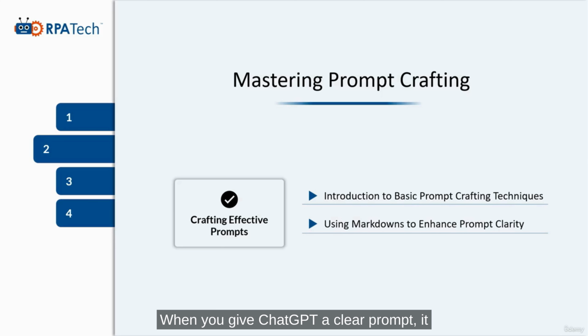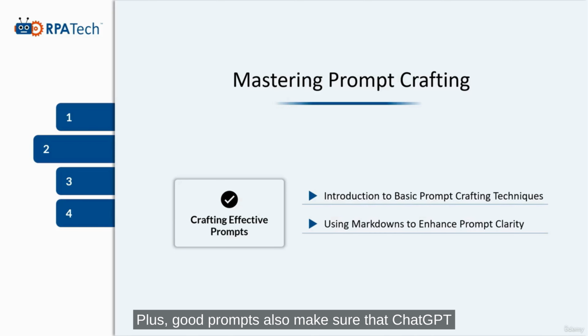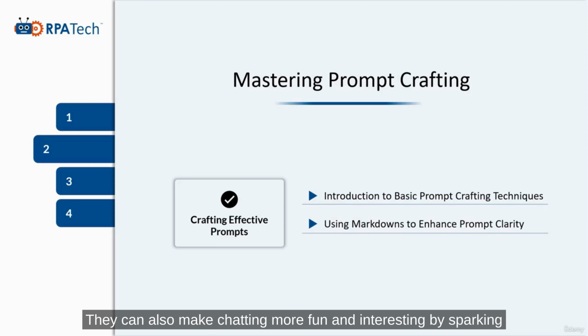When you give ChatGPT a clear prompt, it knows what you're asking for and can give you a relevant response. Plus, good prompts also make sure that ChatGPT stays away from saying anything inappropriate or off-topic. They can also make chatting more fun and interesting by sparking cool conversations. So, basically, good prompts keep the chat on track and make the whole experience better for everyone involved.